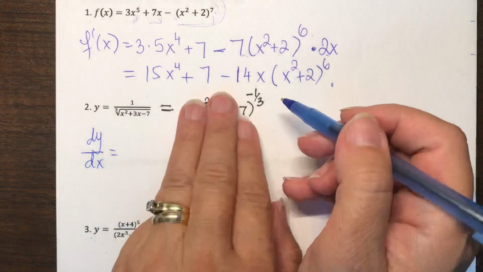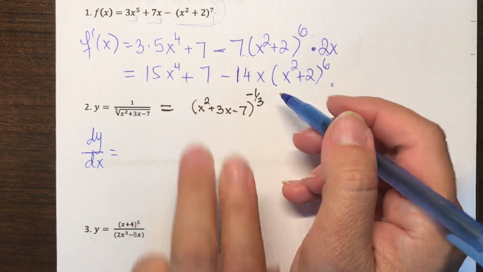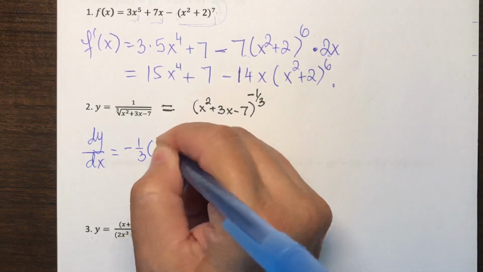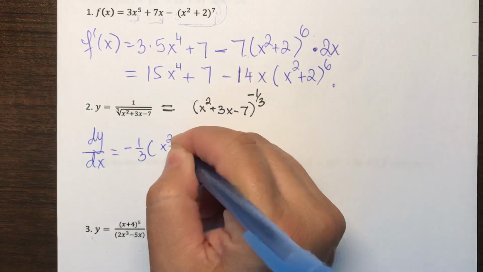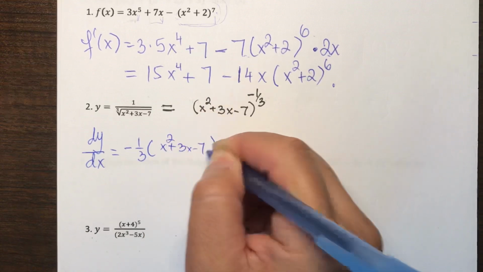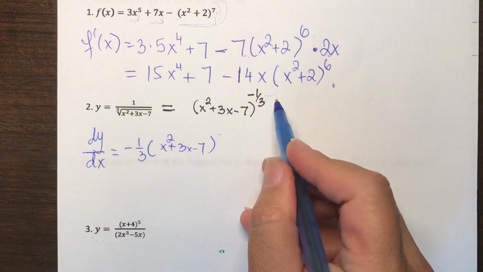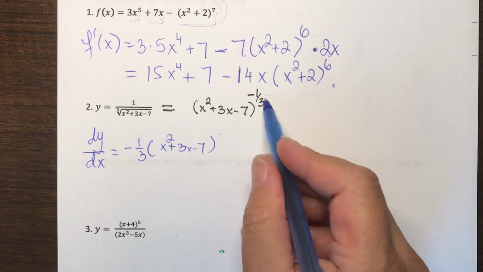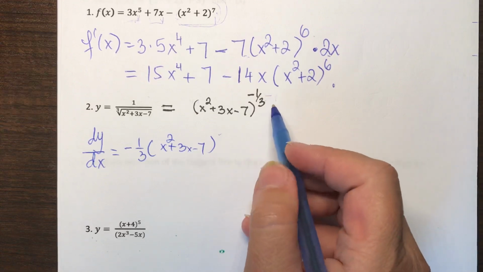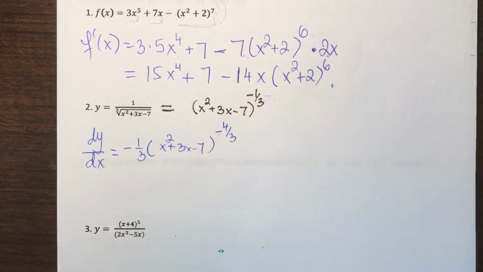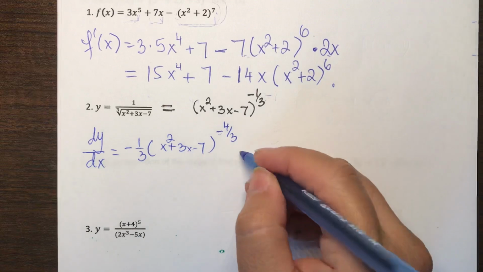Well, again, I'm going to take care of that outside exponent first. So it's a -1/3. Leave the inside alone. So x squared plus 3x minus 7 to the power of, what is 1 less than -1/3? Again, when you minus 1 is the same thing as minusing 3/3. So that gets you a -4/3. Okay. Times, we're not done.